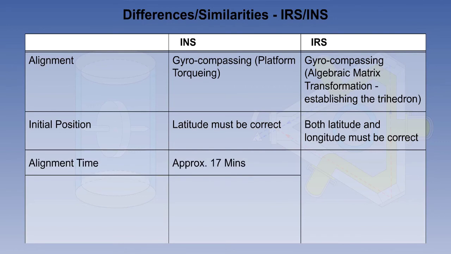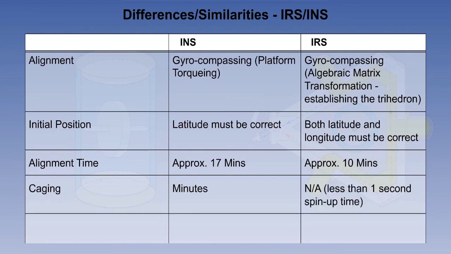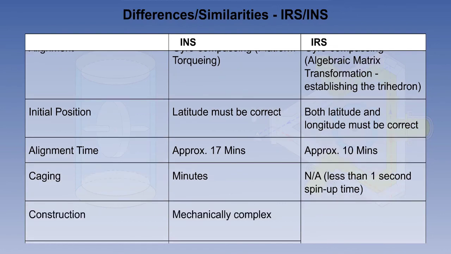The alignment time for INS is about 17 minutes at temperate and low latitudes. About 3 minutes of this is caging, 3 minutes is levelling, and gyrocompassing takes about 11 minutes. IRS aligns more rapidly. About 10 minutes at temperate and low latitudes is normal. One of the reasons for the shorter alignment of IRS is that mechanical caging of tuned rotor gyros during startup takes about 3 minutes. No caging is required for the ring laser gyro, and typically the lasers fire up in less than a second.